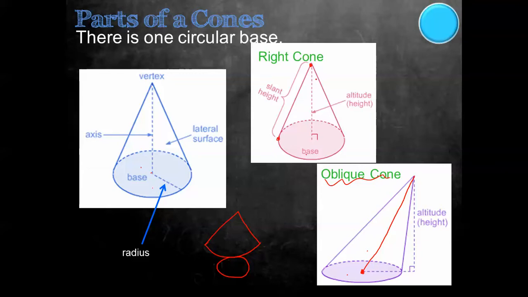The altitude is the line that goes from the vertex and it's perpendicular to the base. So in a right cone, the altitude is the same thing as the axis. It's the same line. It goes straight down into the middle of the base. Now, in an oblique cone, though, the altitude is going to be slightly off center. It's not going to be where the center of the base is because the line has to stay perpendicular.